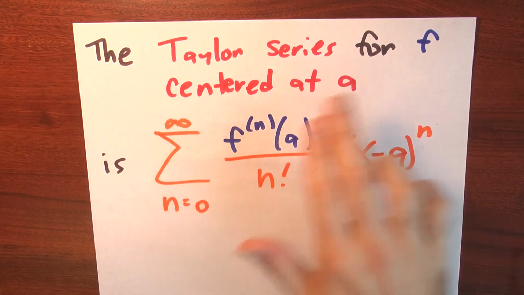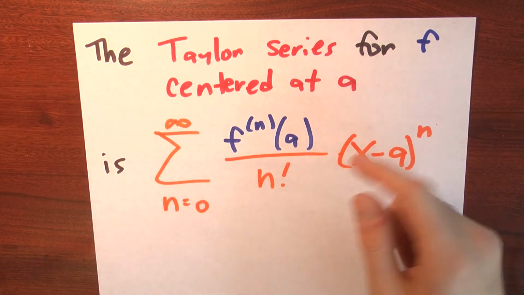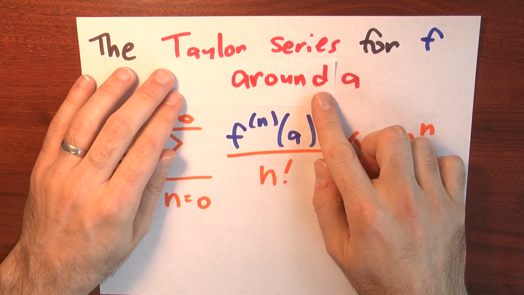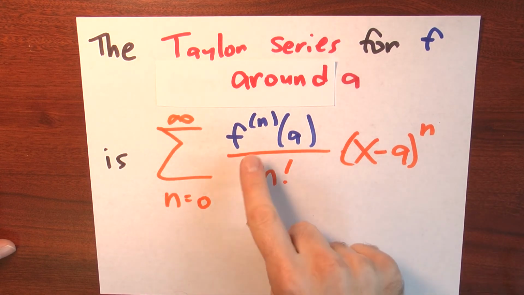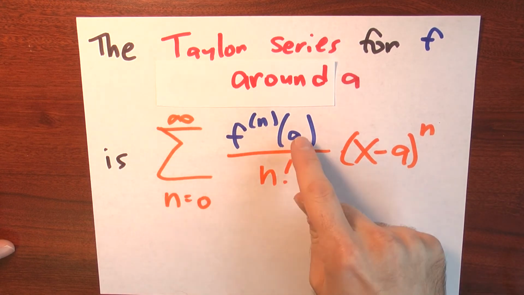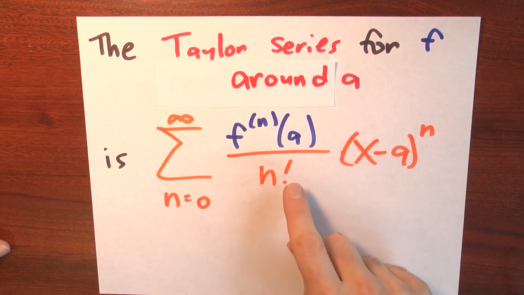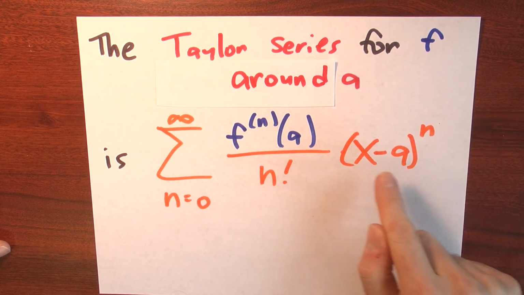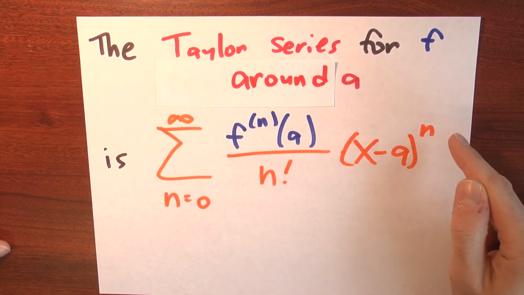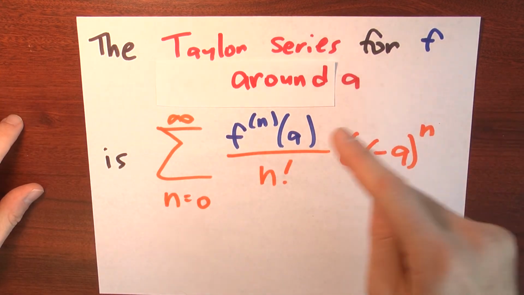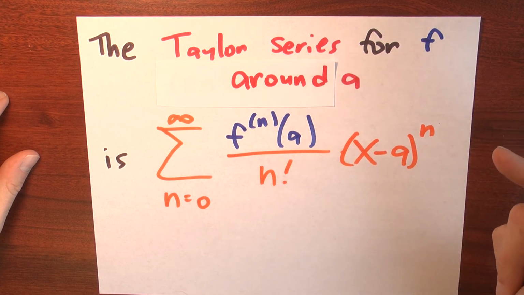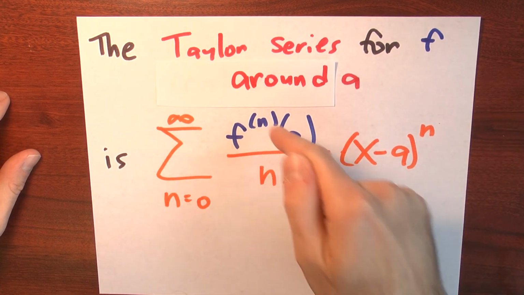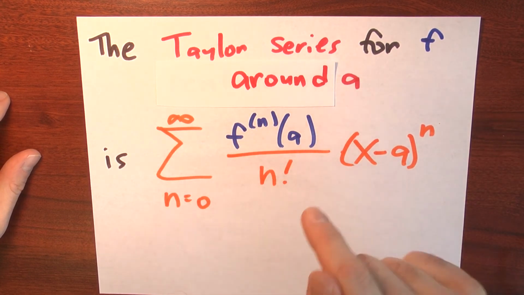The Taylor series for a function f centered at A, or sometimes you'll see just the Taylor series around A for the function f, it's given by this. It's the sum, n goes from 0 to infinity, of the nth derivative of f at A, that's the big difference, divided by n factorial. Here's another difference, x minus a to the nth power. I mean, it sort of makes sense, right? The Taylor series around A is a power series around A, so it's got this x minus a to the nth term. But instead of calculating the derivative at 0, we're calculating the derivative at the point A.